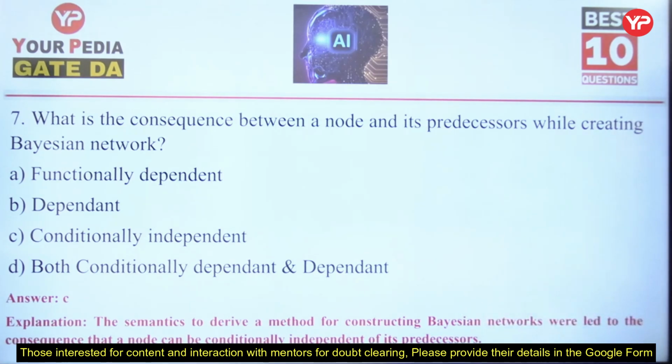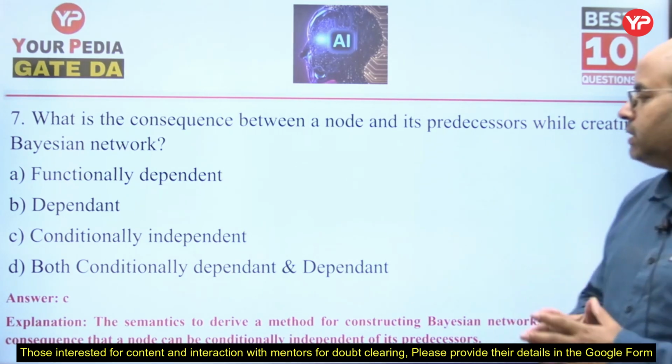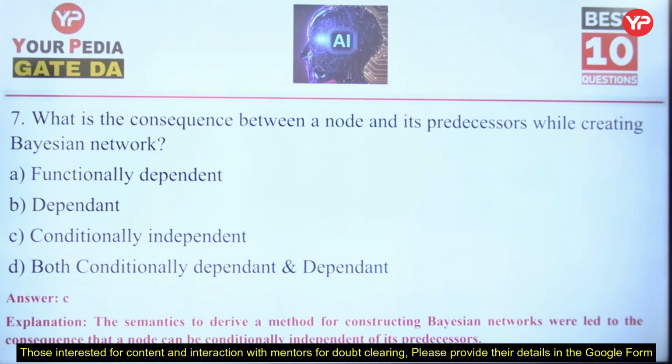The semantics used to derive a method for constructing Bayesian networks led to the consequence that a node can be conditionally independent of its predecessors.